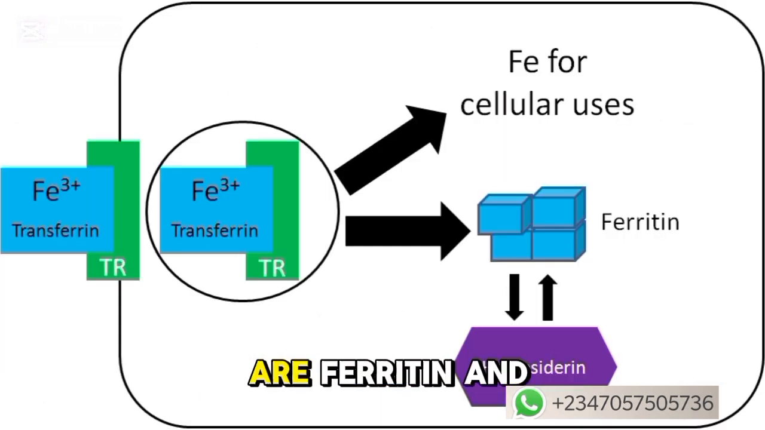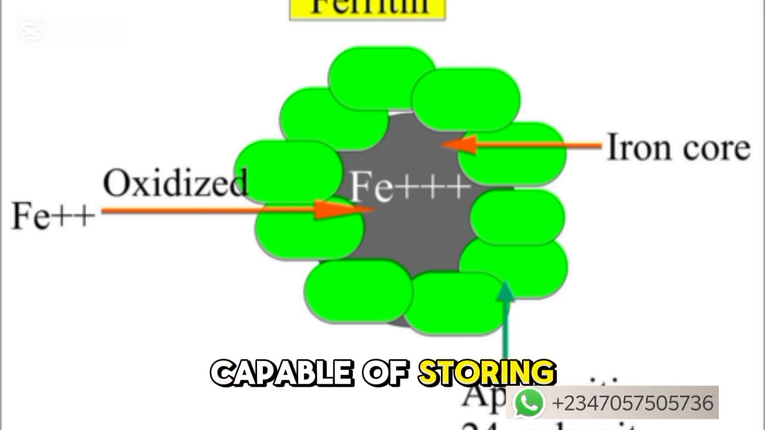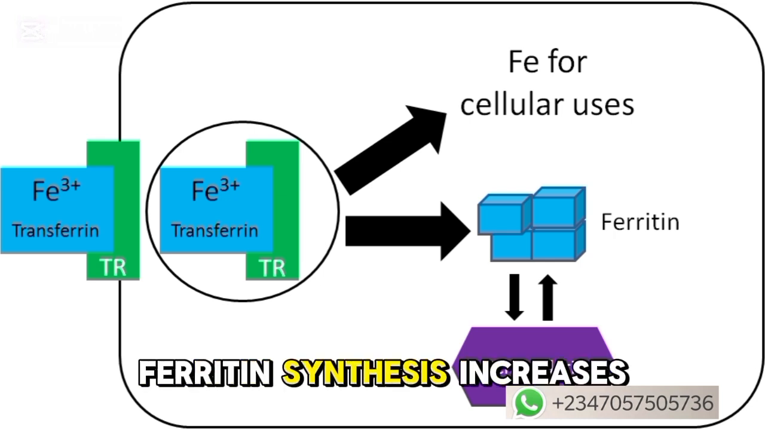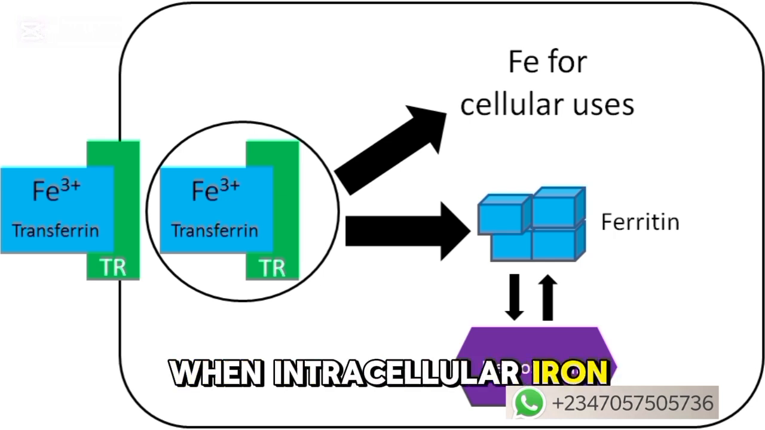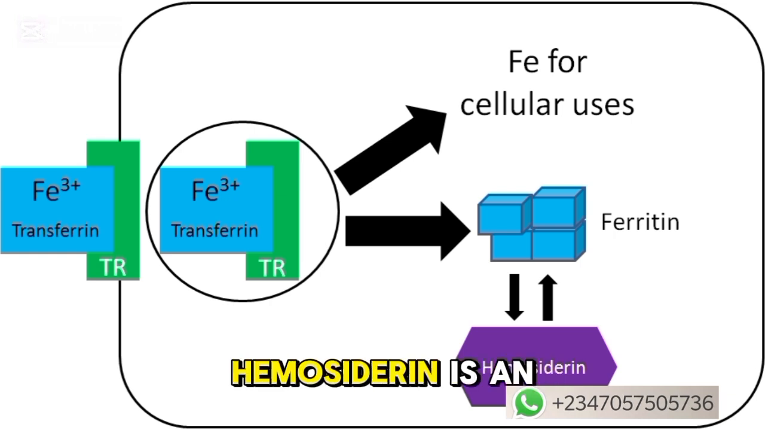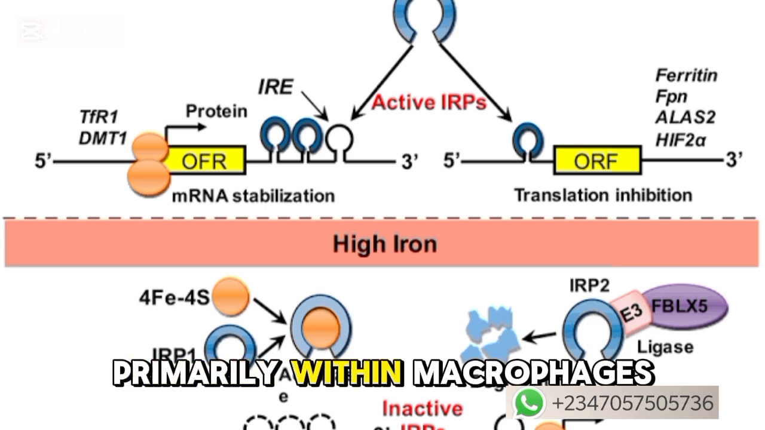Iron storage proteins are ferritin and hemosiderin. Ferritin is the primary intracellular iron storage protein. It consists of a hollow protein shell capable of storing thousands of iron atoms in a soluble, non-toxic form. Ferritin synthesis increases when intracellular iron is abundant and decreases when iron availability is low. Hemosiderin is an insoluble iron storage complex derived from partially degraded ferritin. It accumulates when iron stores are excessive and serves as a longer-term storage form, primarily within macrophages.